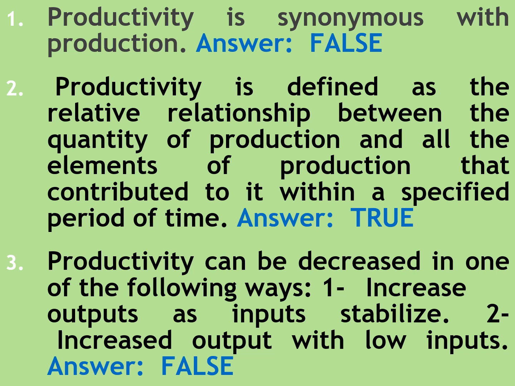And also there are many things that increase productivity, like increasing output and input, but the rate of increase in output is greater than inputs. And also lowering outputs and inputs, but the decrease in inputs is greater than in outputs. Also stable outputs and low inputs, in brief. So productivity can be increased by increasing output as input stabilized and increasing output with low inputs.